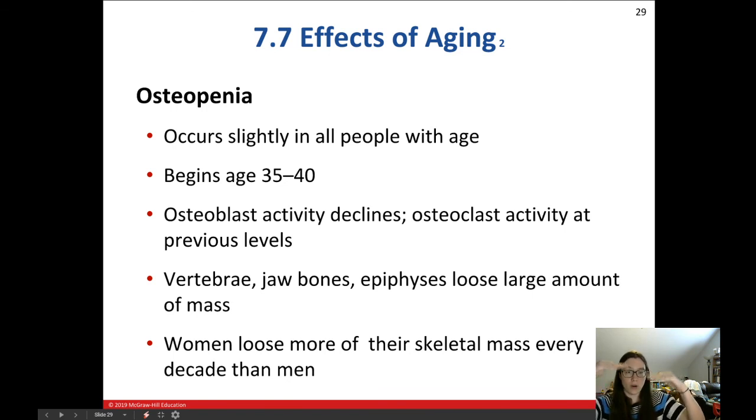Before, they were both sort of balanced. But now our osteoblasts don't really work as hard, and the osteoclasts keep working harder, so we're going to have a net loss in bone, and a little bit more bone turnover. Especially the vertebrae, the jaw bones, and the epiphyses are going to lose large amounts of bone mass. Women lose more of their skeletal mass every decade than men, especially after menopause, due to the lower levels of sex hormones.